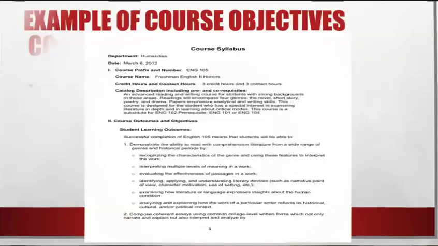So here we have an example of a course syllabus. Right here, it's in the humanities department. They should have the department, the course number, the course name, the credit hours, the books that they're going to be using, the objectives, and the learning outcomes, right?